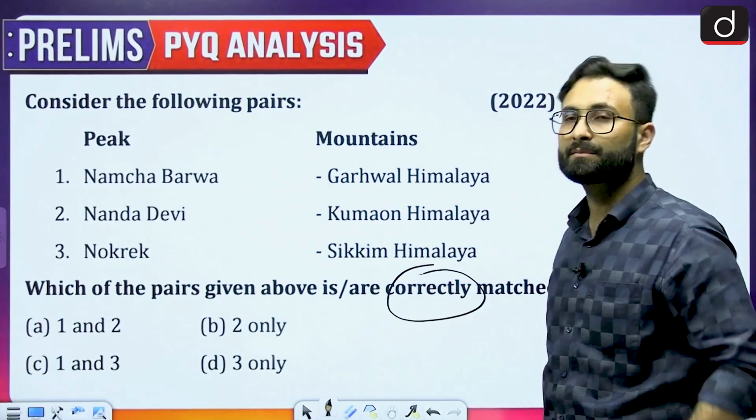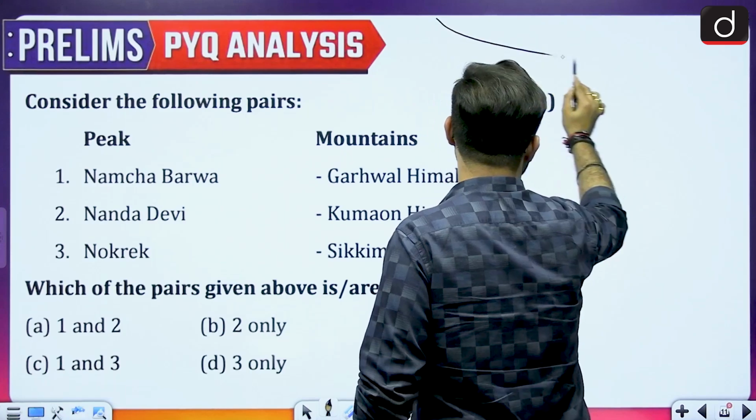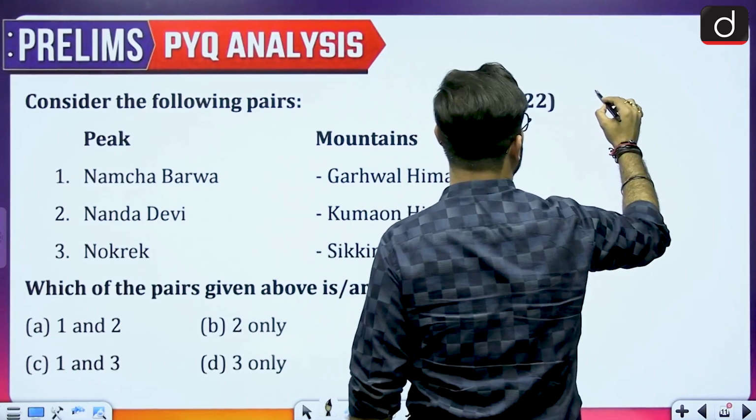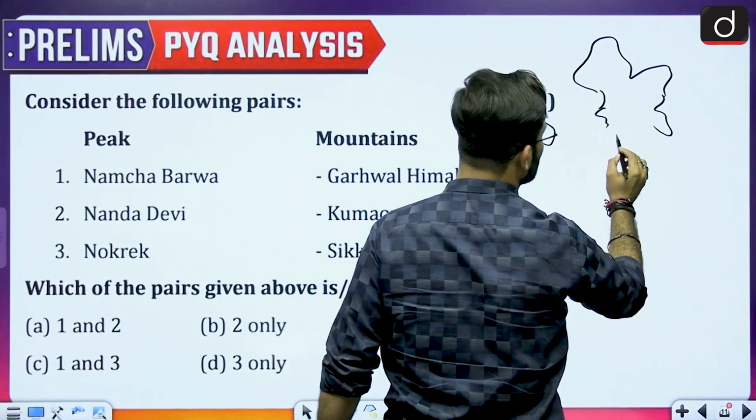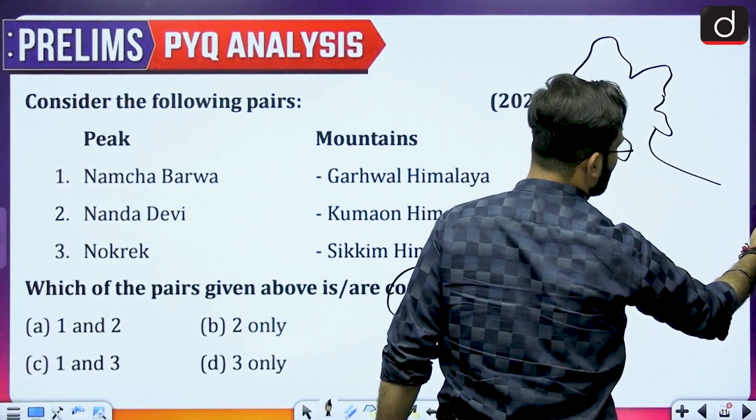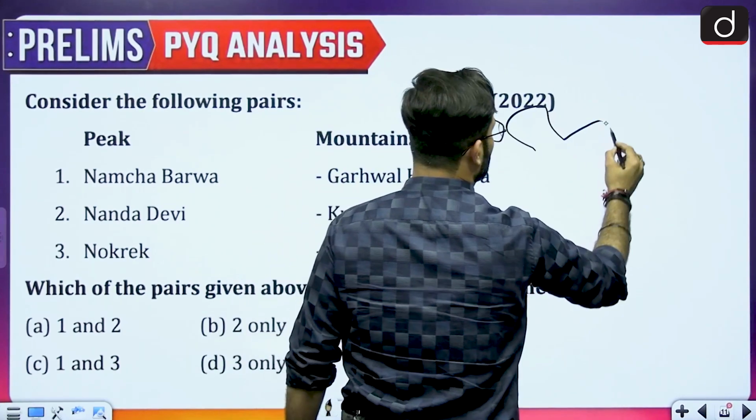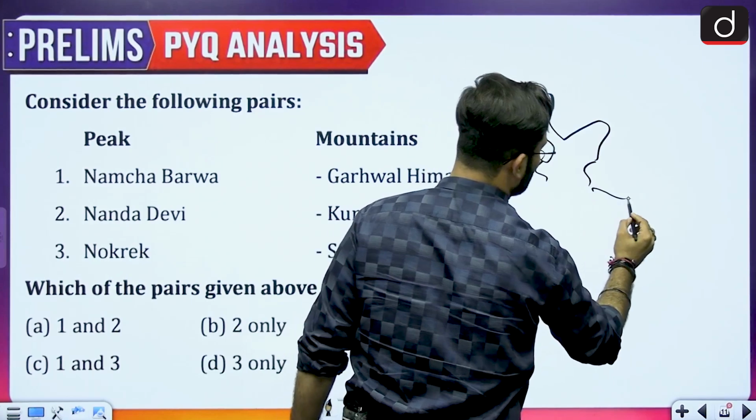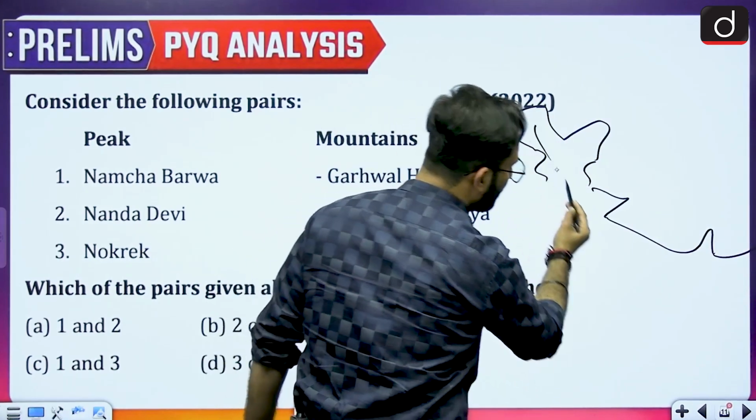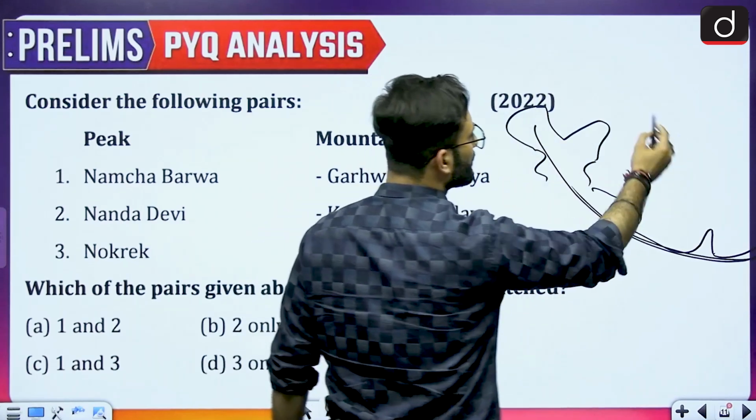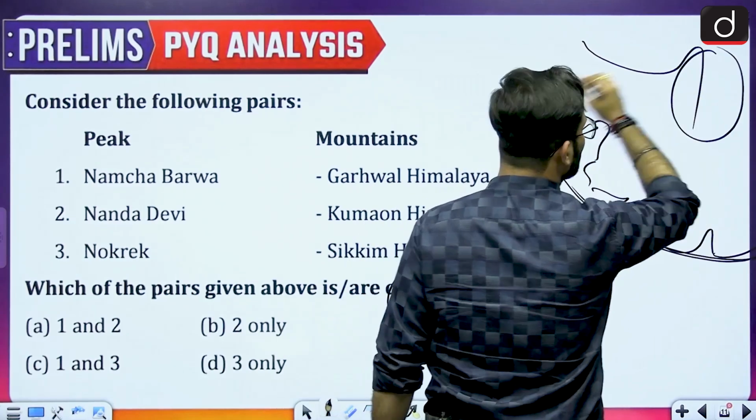Now Namcha Barwa is the place where the Himalayas take a turn. When we talk about the Himalayas, you know their expanse is something like this when we talk about India. I'm not very good with drawings here. Sikkim is there, then we have Arunachal Pradesh, and the Himalayas turn like this. These Himalayas are basically your Purvanchal Himalayas.